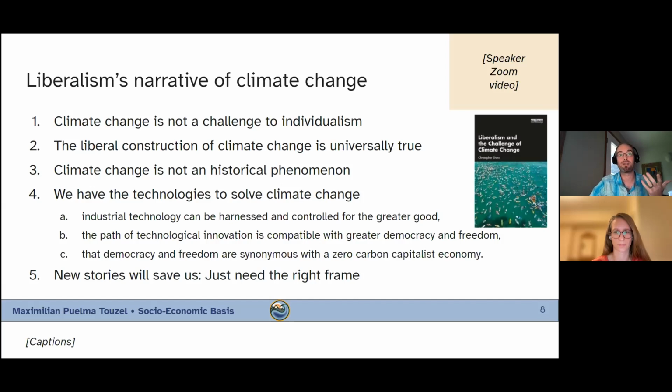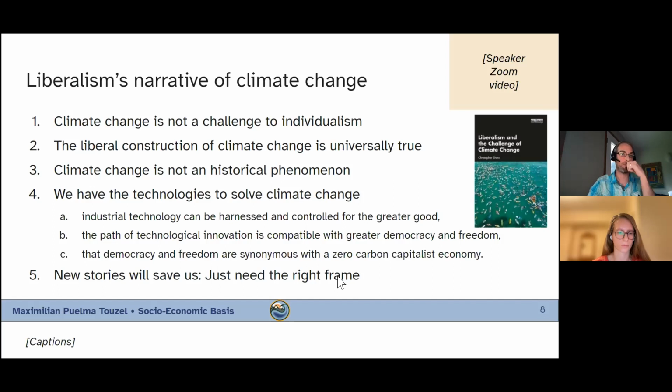Another is that the path of technological innovation is compatible with greater democracy and freedom, right? So there's a notion of progress that is embedded in how we frame the transition. And then there's this third point here: democracy and freedom are synonymous with a zero carbon capitalist economy. There are many ways to think of how this could play out. We could maybe have authoritarian regimes take over and somehow manage to get us to a zero carbon economy. I don't think that's realistic, but I'm just saying there are many different scenarios that could happen.